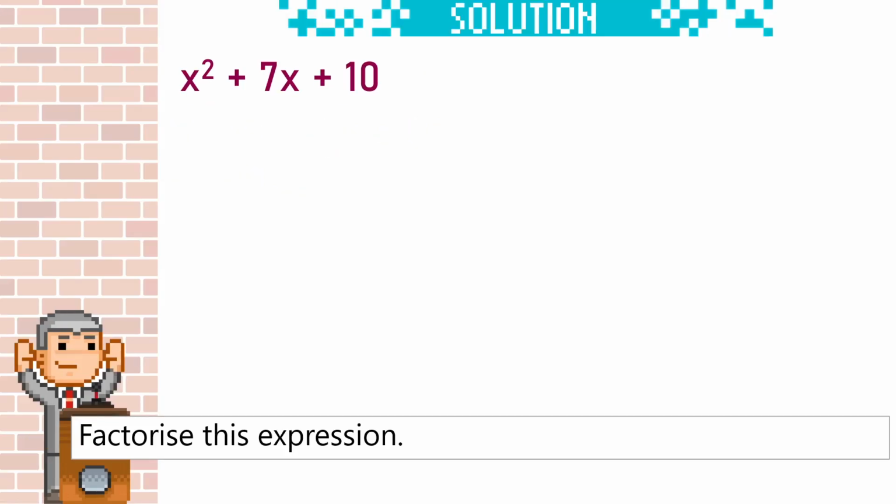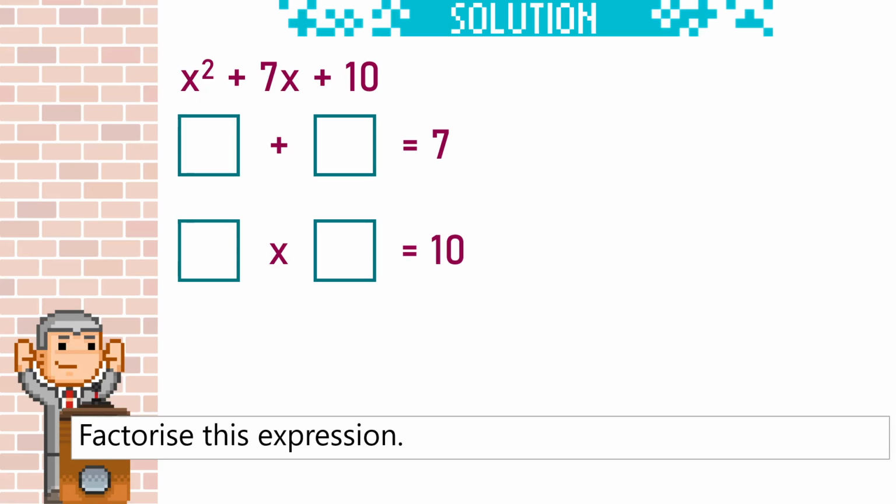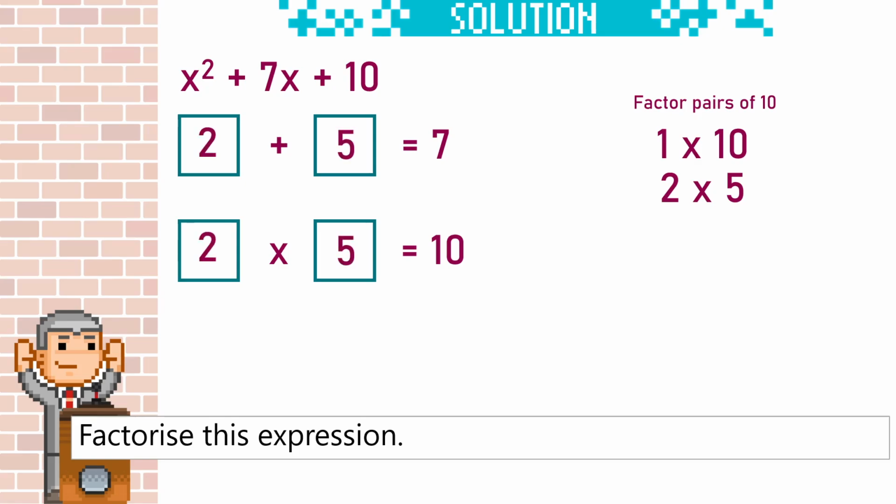To factorise a quadratic, we need to first do a bit of investigative work. We will need to find two numbers that add together to make the coefficient of the x term, which is the 7, and multiply together to make the number term, which is the 10. It can be easier to spot our elusive pair of numbers by writing out the factor pairs of 10. We can see that 2 plus 5 is 7, so we have our number pair.